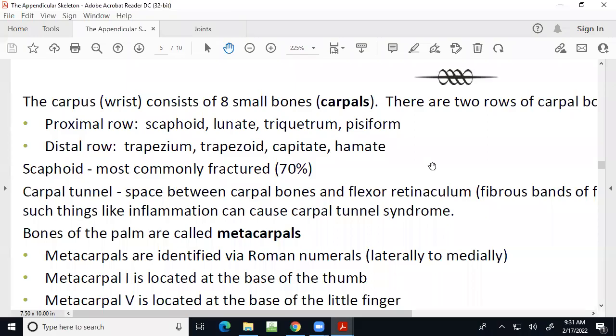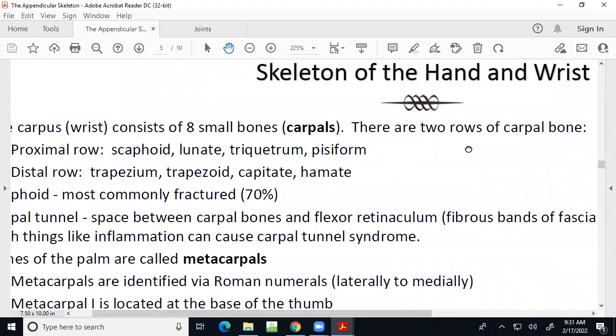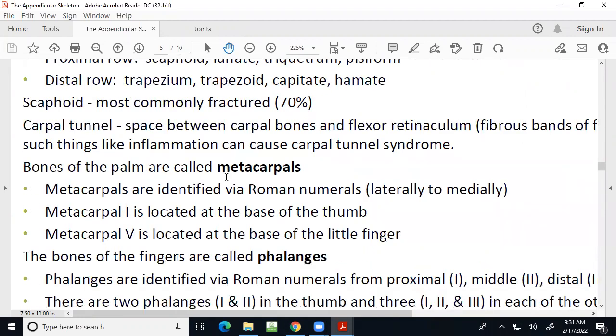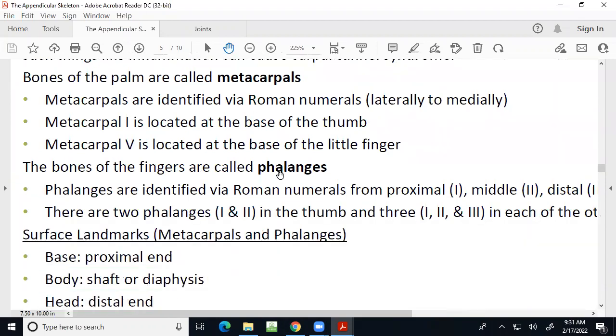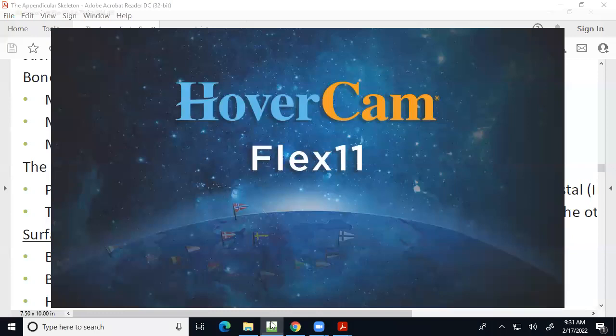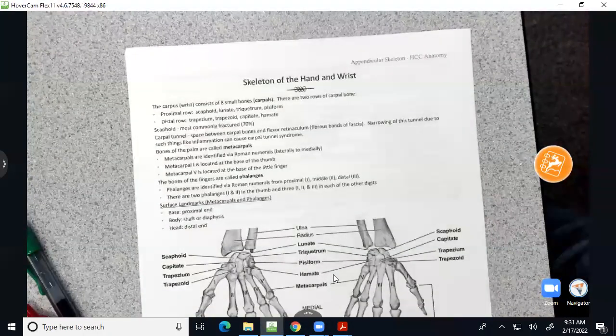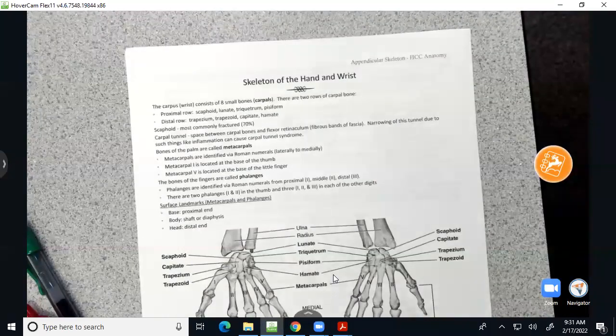Ready to talk about the skeleton of the hand and wrist, which includes the bones of the wrist, what we call our carpal bones. There's 8 per wrist, so we would have 16 between the 2 wrists. Then you've got 5 metacarpals. Those are your hand bones or palm bones. And then there's 14 finger bones called phalanges. What I'm going to do is go to my document camera like I've been doing, and we'll start by talking about the bones of the wrists.